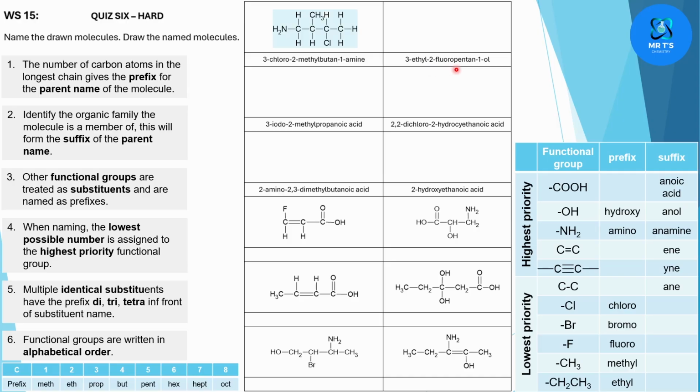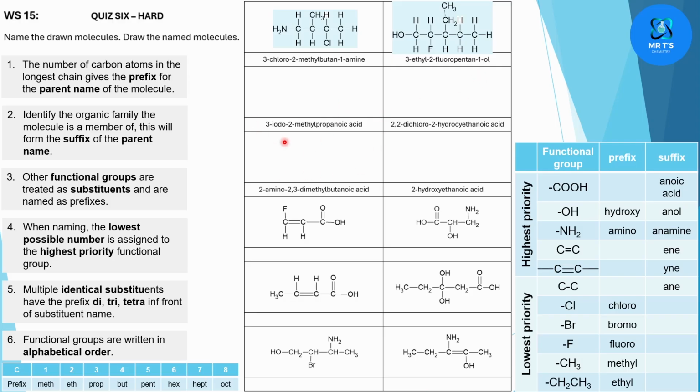3-ethyl-2-fluoropentan-1-ol. Okay, -ol is an OH group coming off the first carbon. So the first carbon of 5 carbons is going to have an OH, the second is going to have a fluoro, and the third an ethyl group. And remember, an ethyl group is a CH2, then a CH3. And that's our molecule there.